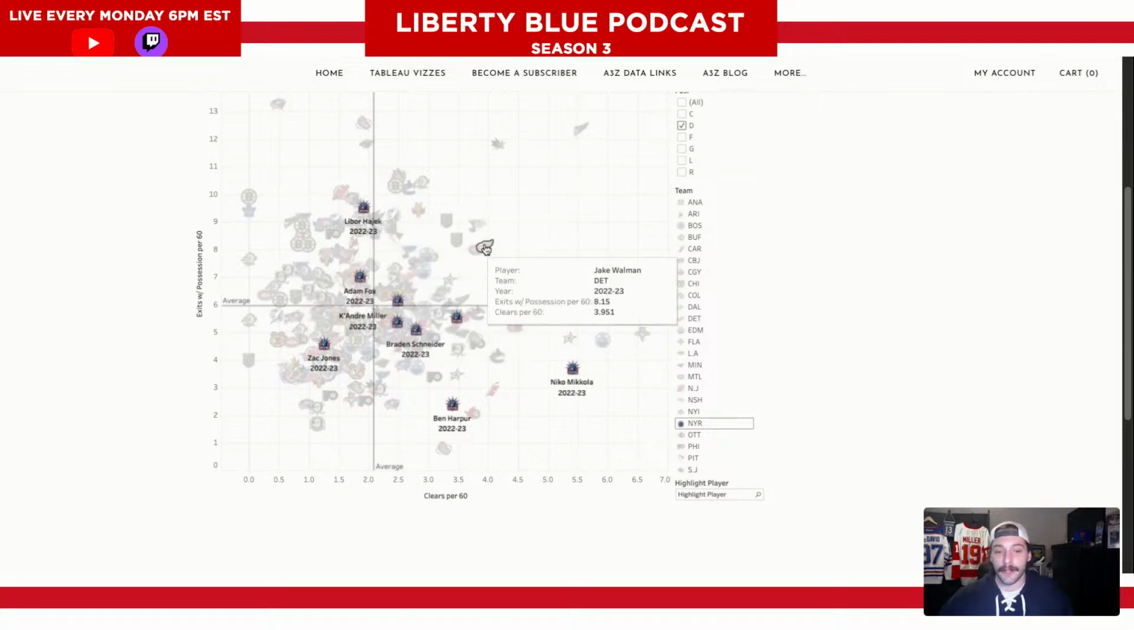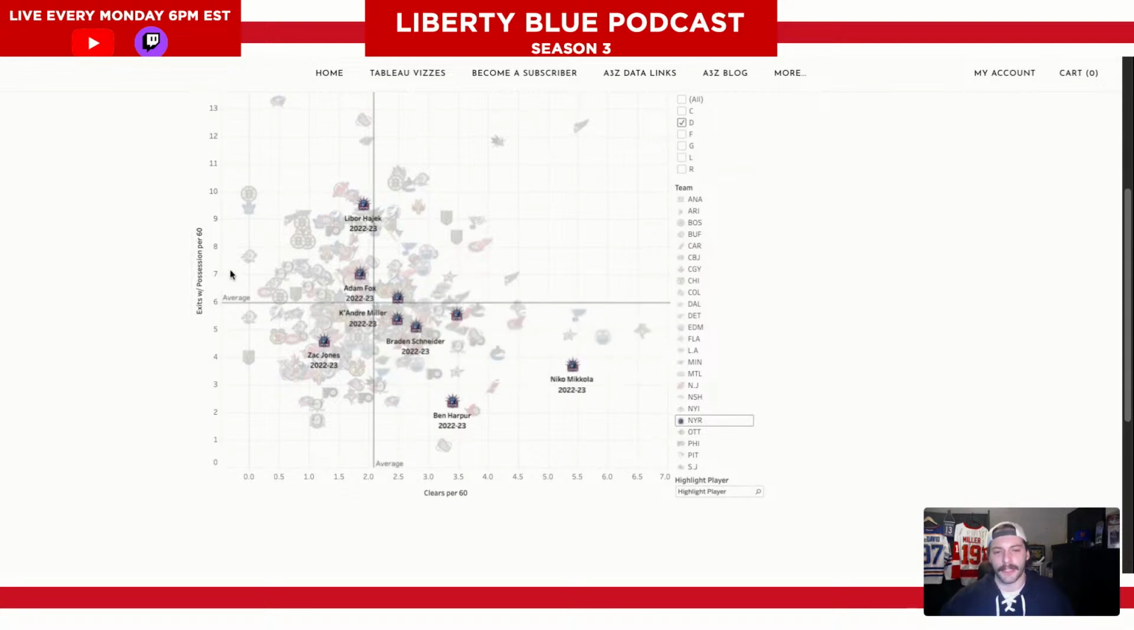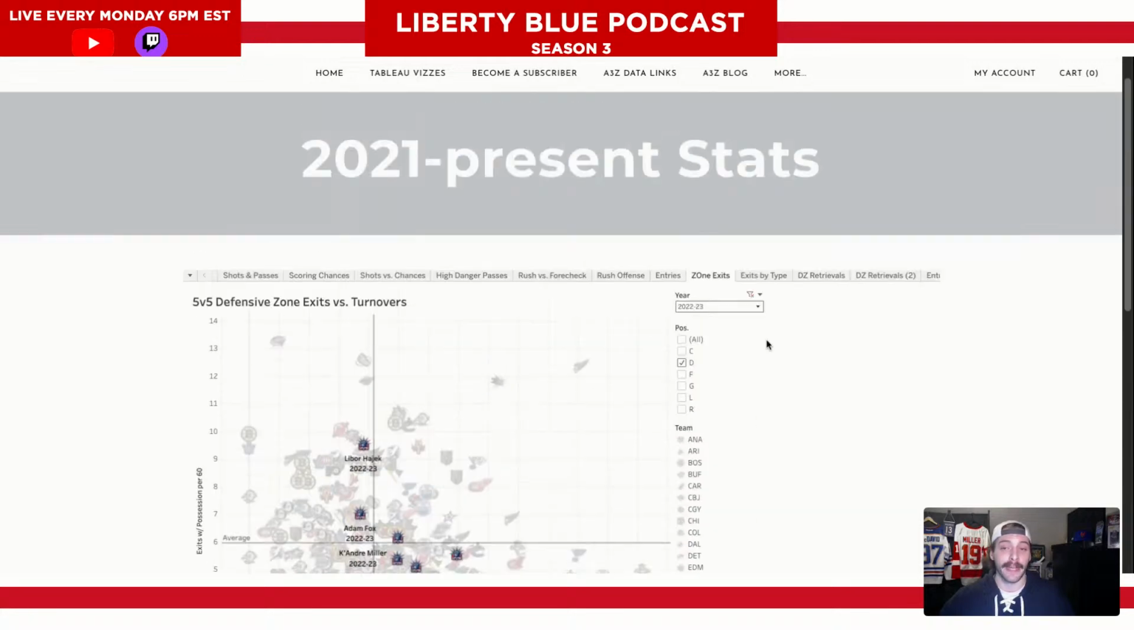So Fox, the only player above average, yeah, Ryan Lindgren slightly above average for exits with possession per 60. Zac Jones below, everybody else below. Ben Harpur down here with the Nikita Zaitsevs and Jack Johnsons of the world. No, I was not exaggerating when I said Ben Harpur was the worst defenseman I had seen on the Rangers in a long time 2 years ago. But again, you see Miller here, below average rate of clears and of exits with possession. That tells you him and Trouba are in their own end a lot.